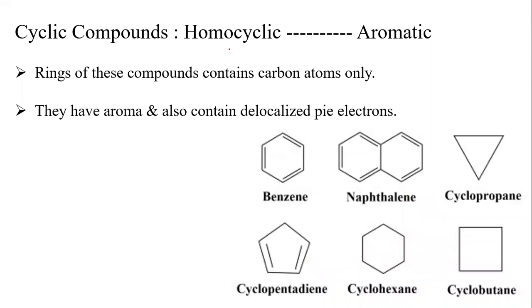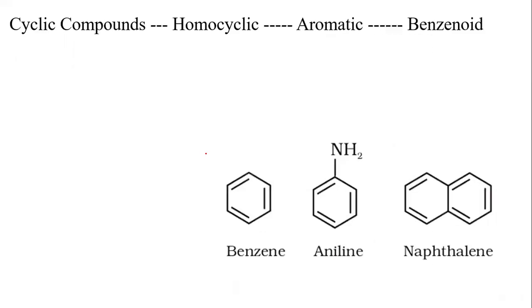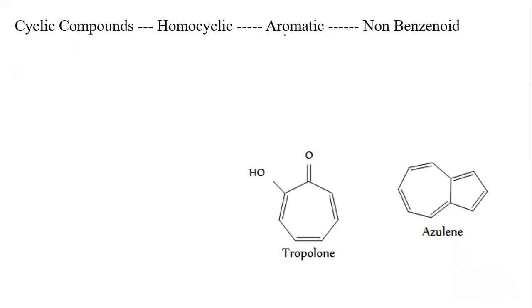Coming to the homocyclic aromatic compound, the ring consists of carbon atoms only. They have aroma and also contain delocalized pi electrons. Examples include cyclopropane, cyclohexane, and cyclobutane. All these will be present. Coming to benzenoid rings, an aromatic benzenoid has benzene rings. A non-benzenoid is the opposite: there is no benzene, and instead of a benzene ring, there will be other types of rings. We will read about all these things in the next class.